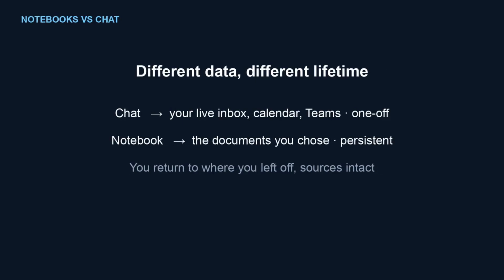The difference from chat is what feeds the answers, and how long anything lasts. Chat queries your live mail, calendar, and Teams, and each conversation makes you rebuild context from scratch. A notebook queries the documents you chose, and it persists. Come back next week, and the sources, the chats, and the generated content are where you left them.